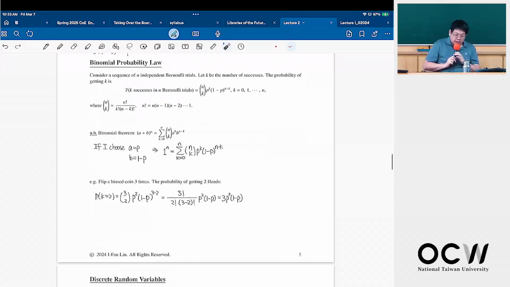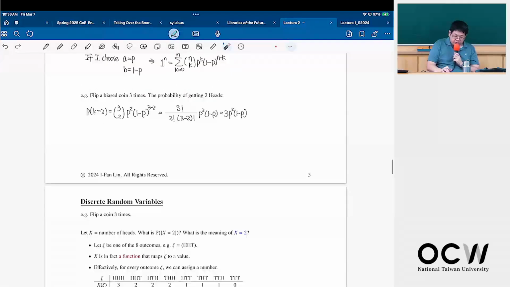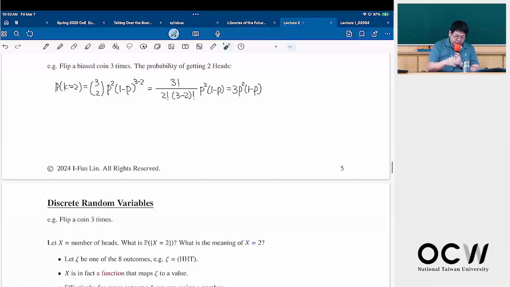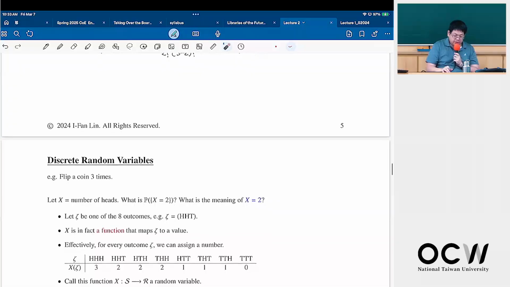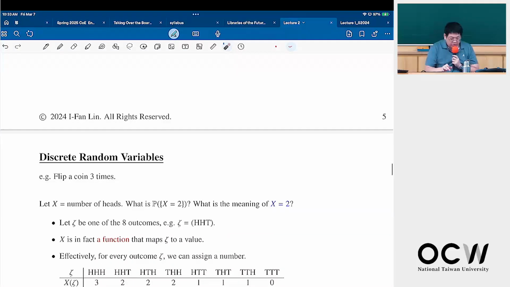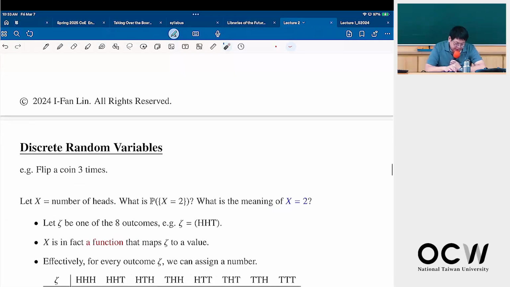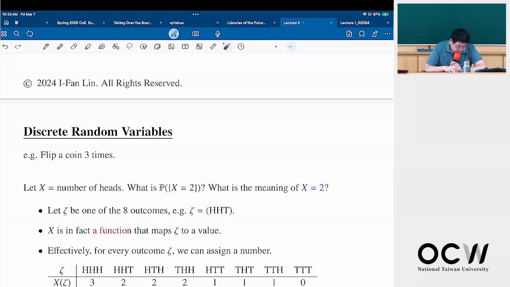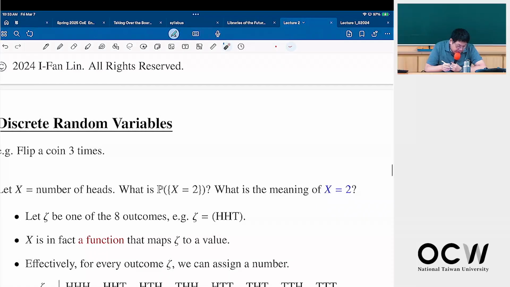Now, if you don't have any questions, then we have already known all the basic knowledge. Then we can talk about what discrete random variables are. So what is the discrete random variable? First, let's flip the coin 3 times. To flip the coin 3 times, what are the possible outcomes? And we collect the possible outcomes together to form the sample space.